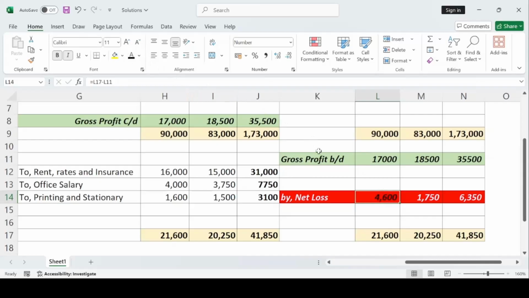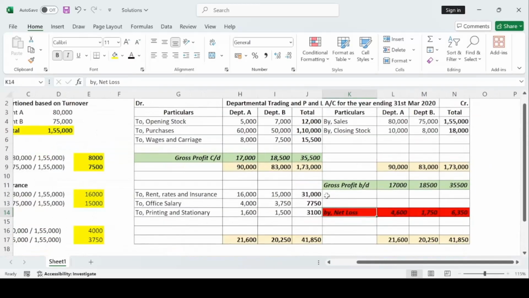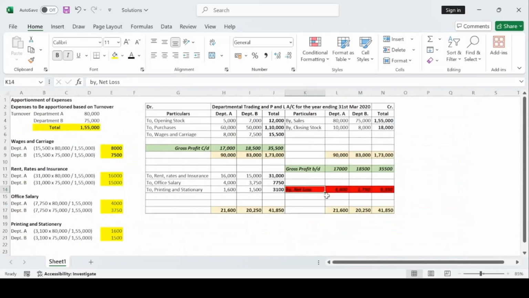You will get 4,600. And from 20,250 you subtract 18,500. You will be getting 1,750. From 41,850 subtract 35,500. You get 6,350. Since we are getting it in the credit side, it is nothing but net loss. So in this problem we have got the net loss for each department. So this is how you need to solve the problem.